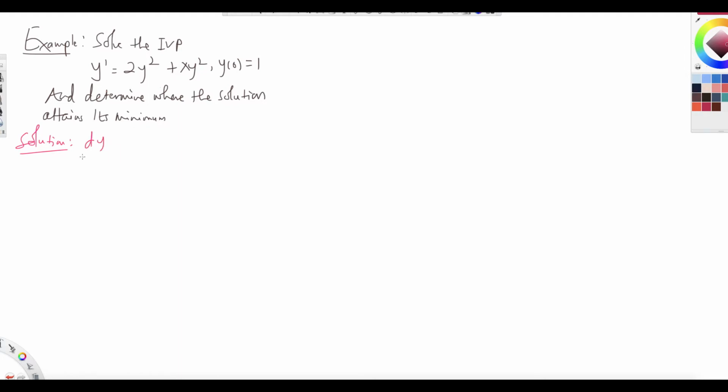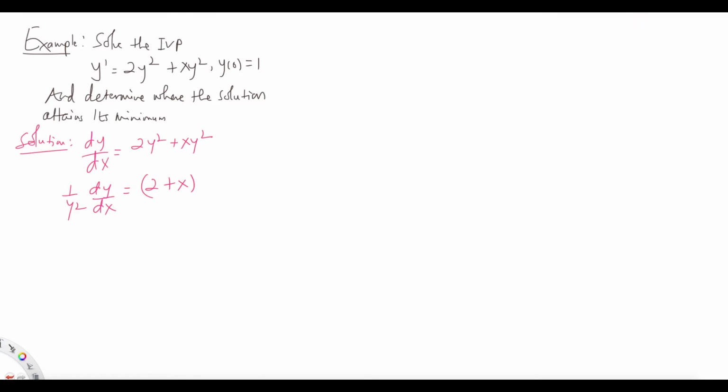We have dy over dx, equals to 2y squared plus xy squared. So let me divide by y squared. You will get 1 over y squared dy over dx equals to 2 plus x. As we discussed in the last videos, we are using the separation of variables. So we separate y on one side and x on the other side. So I'll write dx in the differential form here. So 1 over y squared dy equals to 2 plus x dx.